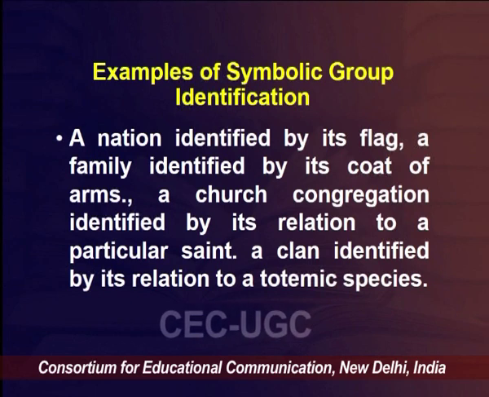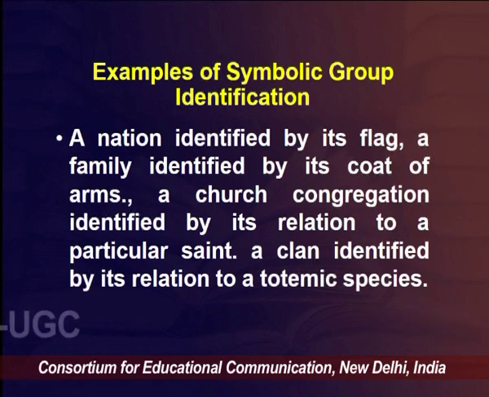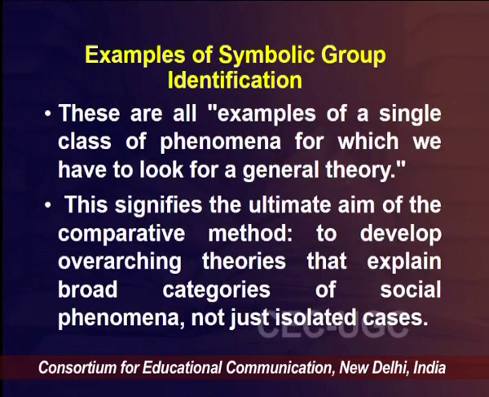So, basically he is again making a comparison to a society which has a totem as a symbol, plus non-totemic societies with other objects of identifying group unity. So, these are all examples of a single class of phenomena for which we have to look for a general theory. This signifies the ultimate aim of the comparative method is to develop overarching theories that explain broad categories of social phenomena, not just isolated cases.